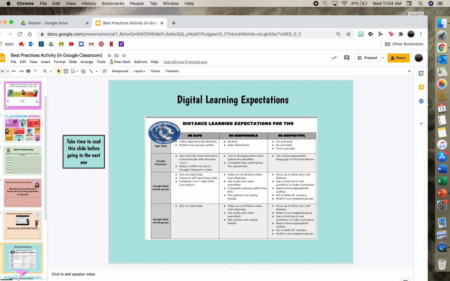Now, digital learning expectations. These are the expectations for TMS in particular. So we have be safe, be responsible, and be respectful. So Tiger Pride, this is basically pretty self-explanatory. Do your best, be your best, follow directions, protect privacy online, kind of like common sense rules.